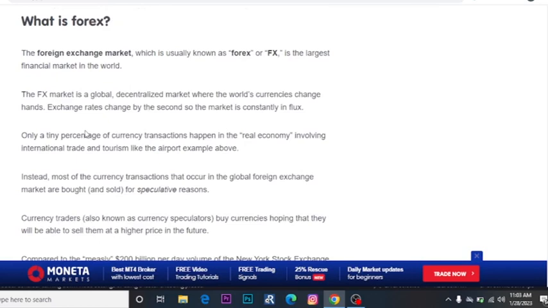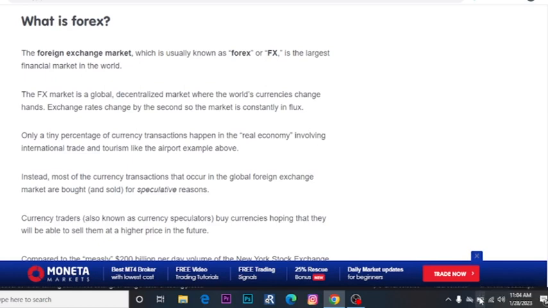Only a tiny percentage of currency transactions happen in the real economy, involving international trade and tourism, like the airport example above. Instead, most of the currency transactions that occur in the global foreign exchange market are bought and sold for speculative reasons. Currency traders, also known as currency speculators, buy currencies hoping that they will be able to sell them at a higher price in the future.